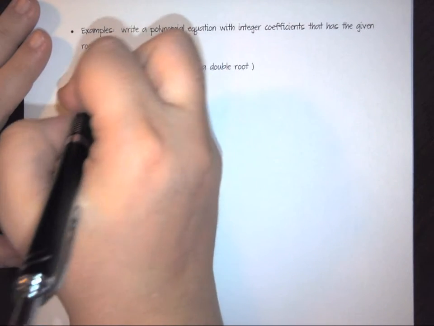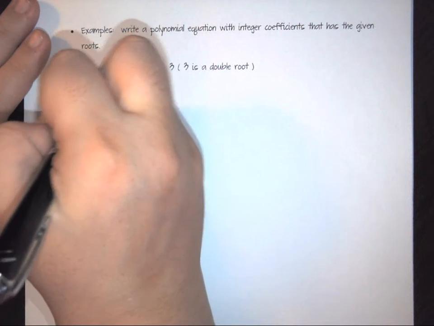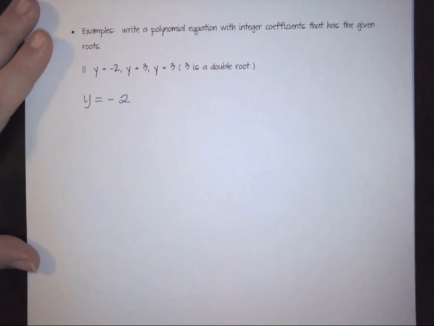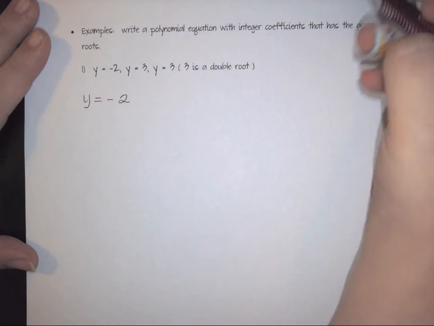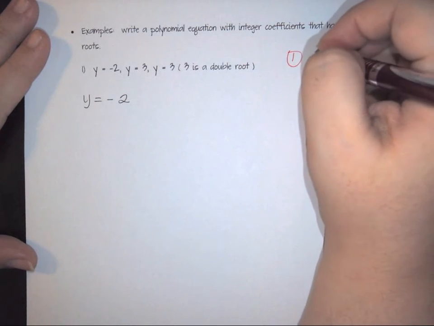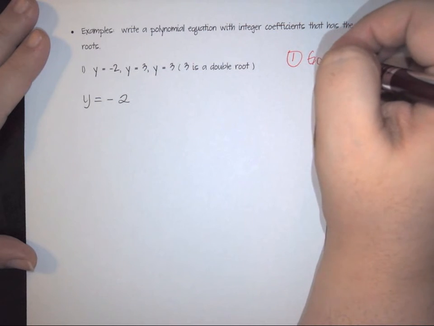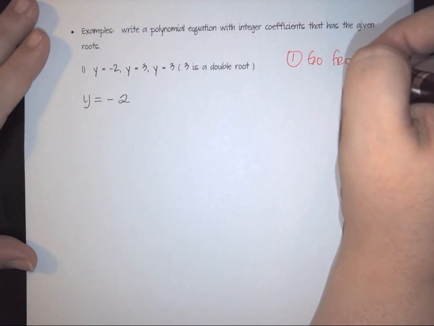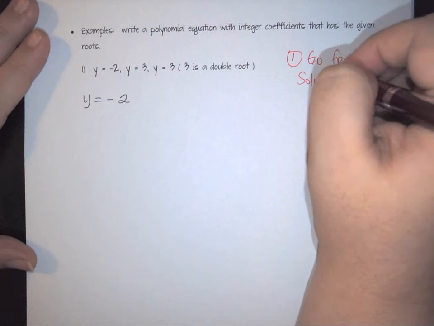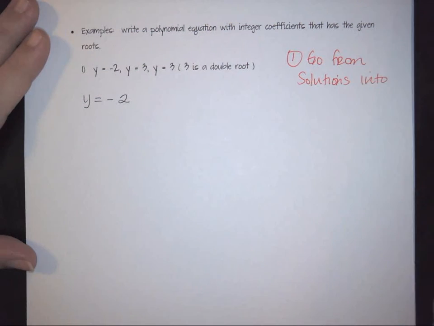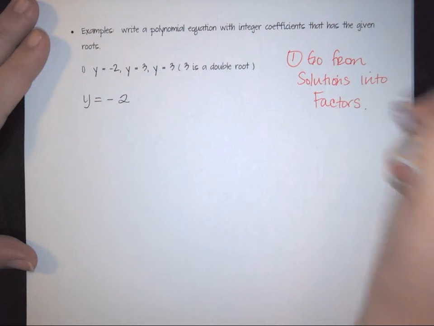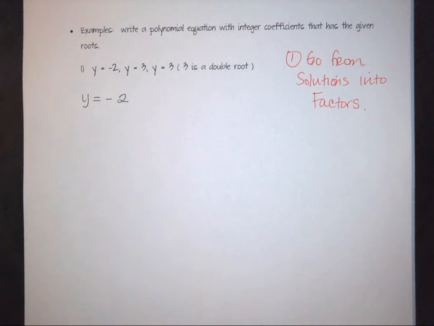So I am told that y equals -2. Now the very first thing that we have to do, if we're looking at our list of things to accomplish, is we need to go from solutions into factors. That's the very first thing we have to do.